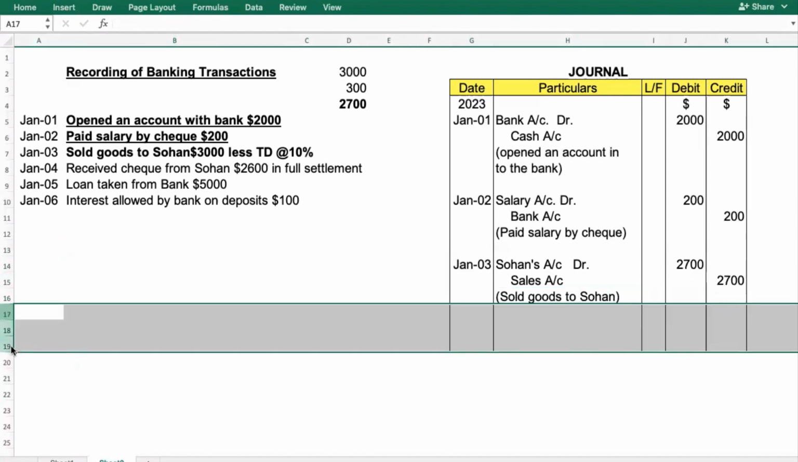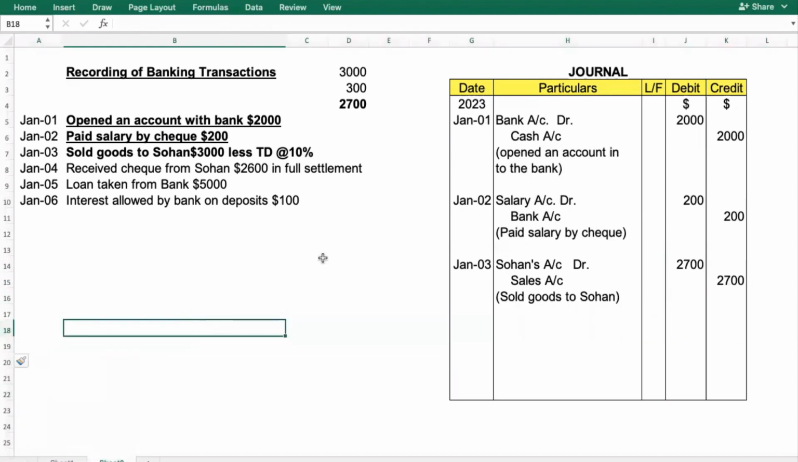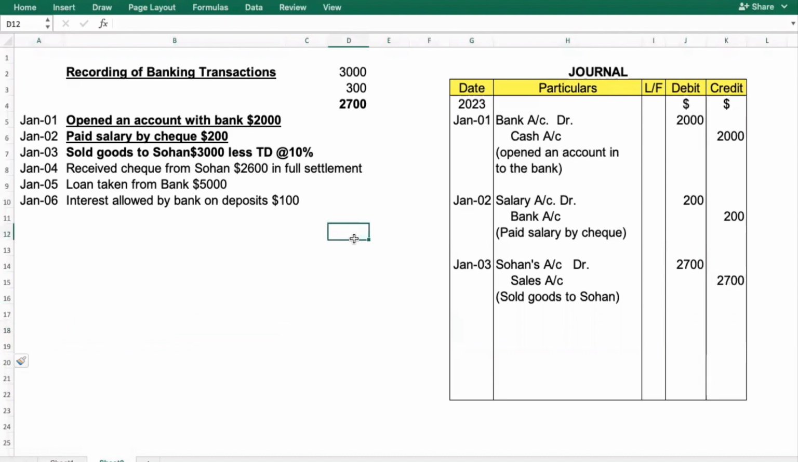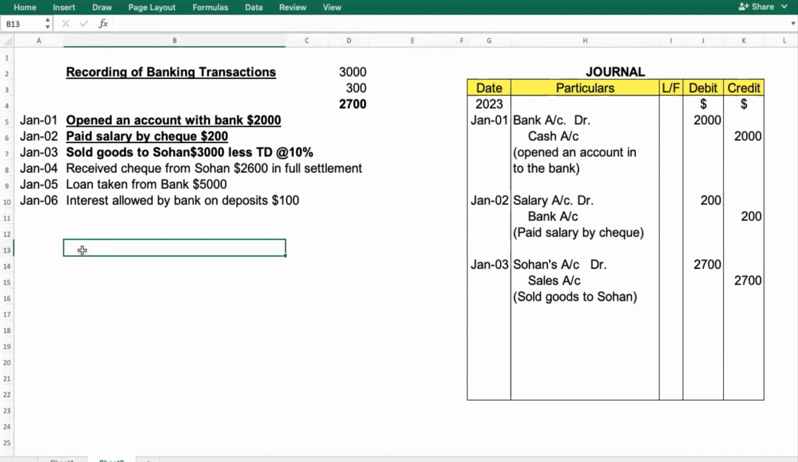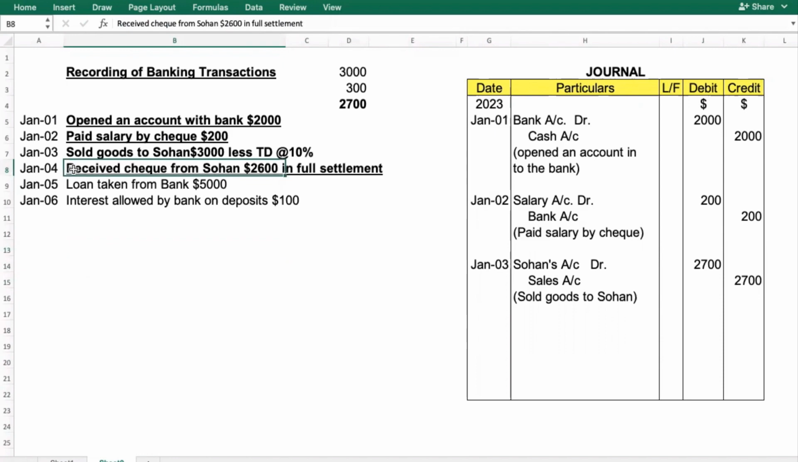Now next transaction, read out. Received check from Sohan 2,600 in full settlement. First, tell me how much Sohan owes me. 2,700. But in full settlement he is giving me only 2,600. Does that mean 100 is still left? No. Full settlement means now he owes nothing. It means I allowed him $100 as a cash discount. So in this transaction, three accounts are affected.